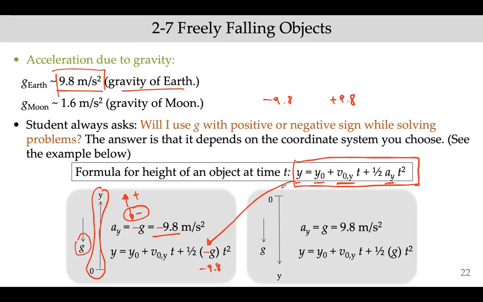Okay, what about if you define your coordinate system like this? Here, the definition of positive is down. And again, g is of course in the down direction here because g and the positive direction are the same. So in this case, you would use positive 9.8. So whether it's going to be negative or positive completely depends on the coordinate system. You can use the coordinate system on the left, or you can use the one on the right. It's up to you.